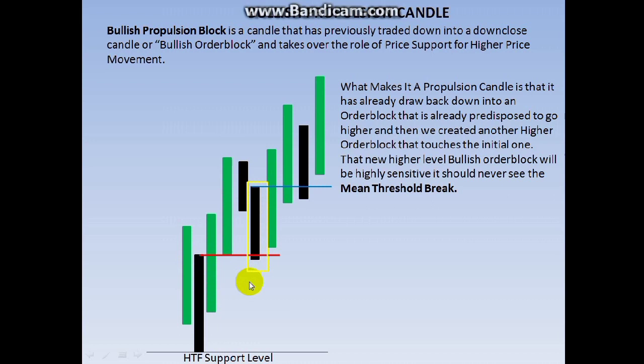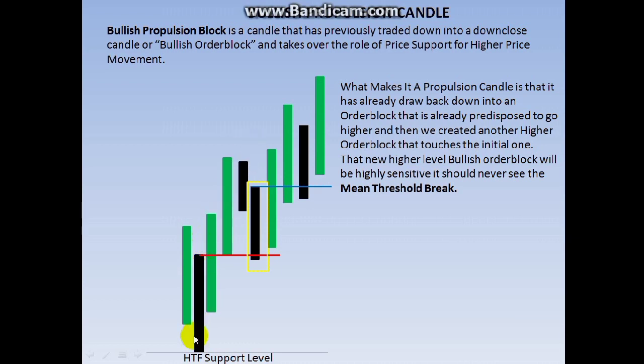Okay, so let's go down further. What makes it a proportion candle? What makes it a proportion candle is that it has already drawn back down into an order block that is already predisposed to go higher. Like we made mention earlier, it has traded back down into a previous bullish order block after seeing a displacement, after the market has shown a willingness to go higher.